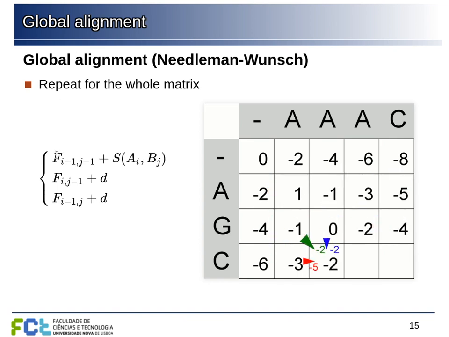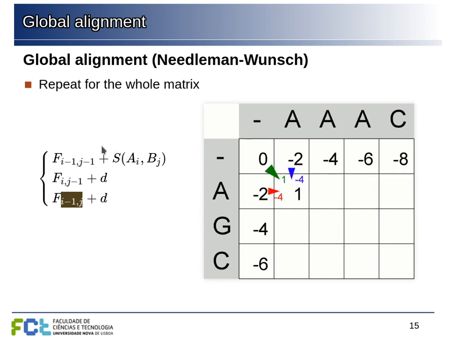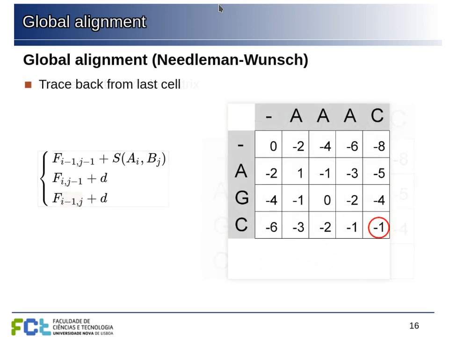We have the optimal solutions for the previous alignments, and then we compute the next optimal solution by considering the 3 possible branches and picking the one with the highest value, so with the largest value. Okay, so now we have this matrix fully computed, and we can immediately tell the score of the global alignment. So the score of the global alignment is given by this last value here.